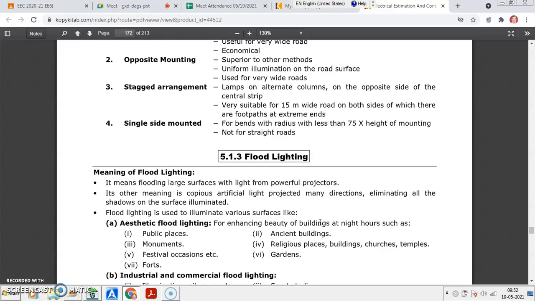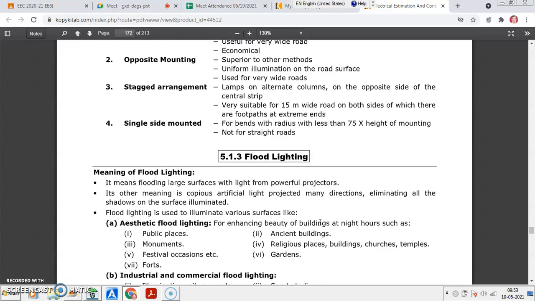So flood lighting. This flood lighting is especially used for the hoardings, like advertisement, used for illumination of public places like gardens, museums, monuments, ancient buildings, prestigious religious places, prestigious buildings, churches, temples, festival occasions, forts.